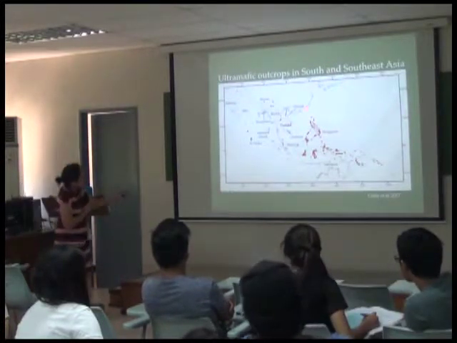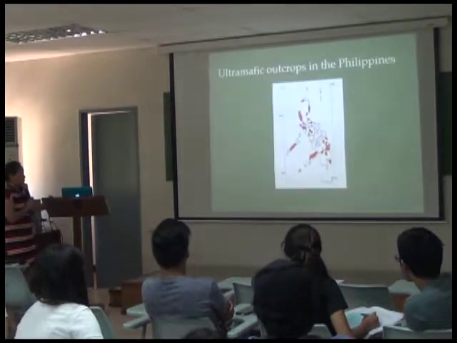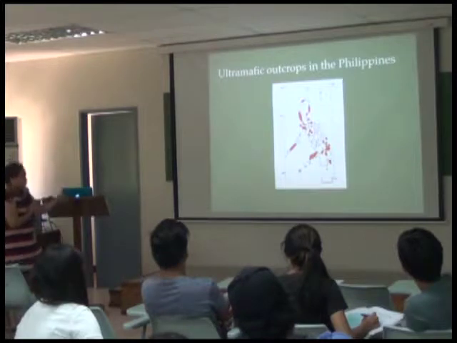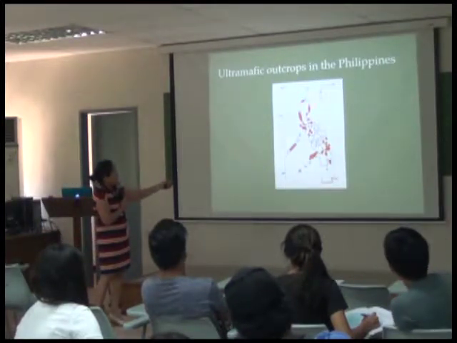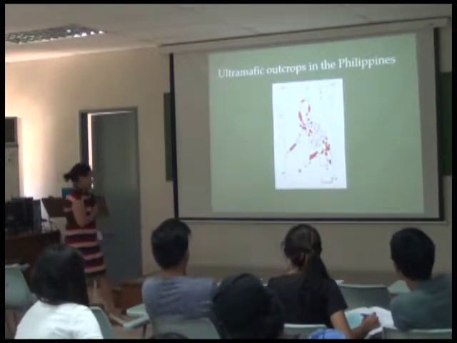So, in the Philippines, these are the areas that are ophiolitic ultramafic. So this one is my rendition of it because the map earlier was a bit blurry. Just to give you a better idea, these are areas that have ultramafic areas.